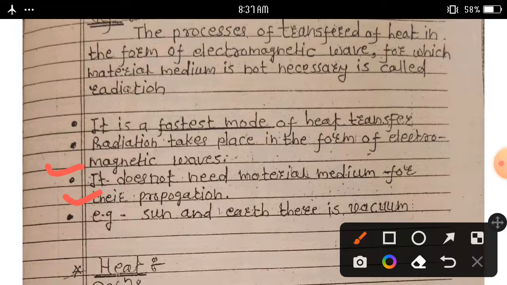A question asked on this topic: explain different modes of heat transfer. In this way we complete two very important topics. First one, we discussed different types of thermal expansion, and second one, we discussed different modes of transfer of heat.